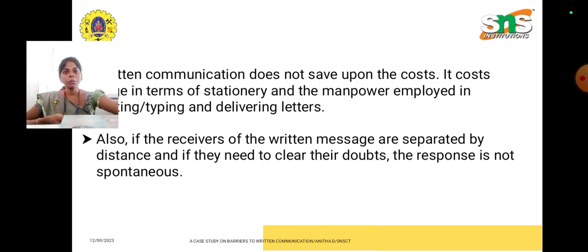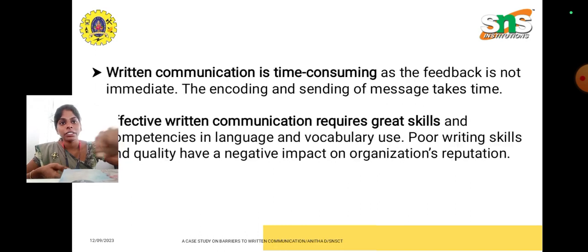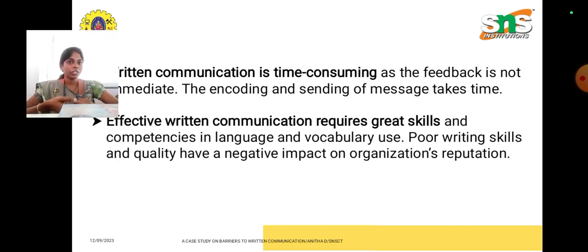As I have said before, written communication is different from vocal communication, because it does not save on cost. It costs a lot in terms of stationery and the manpower employed in typing and delivering letters. Written communication is time consuming as the feedback is not immediate. The encoding and sending of a message takes time. They might tell you that they have not received your information.